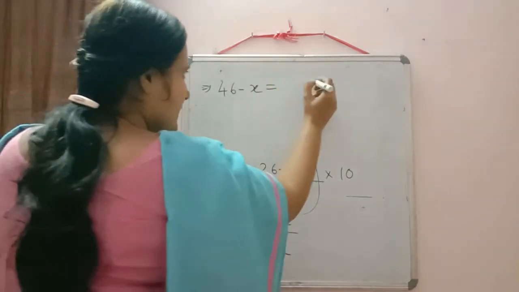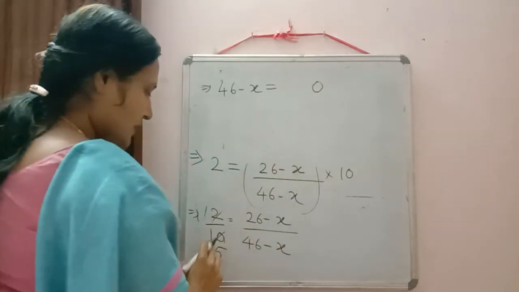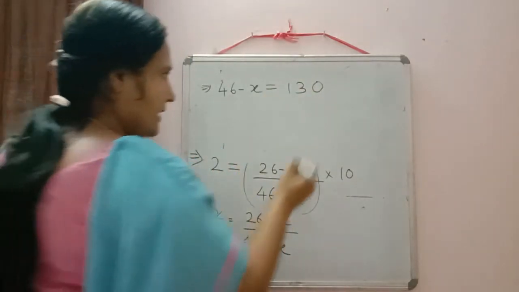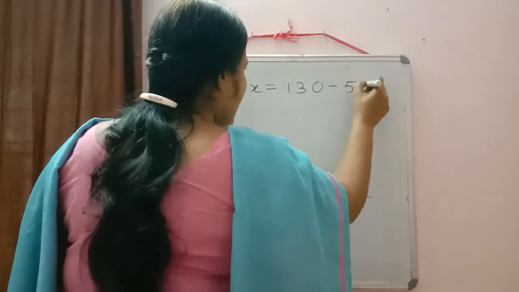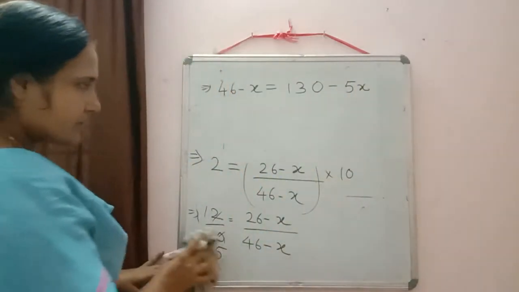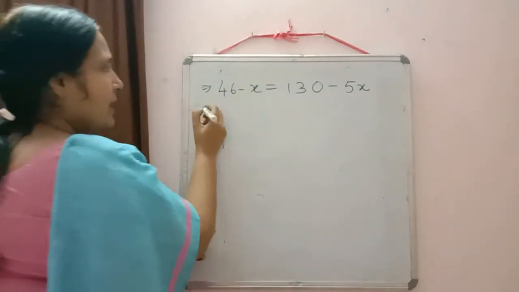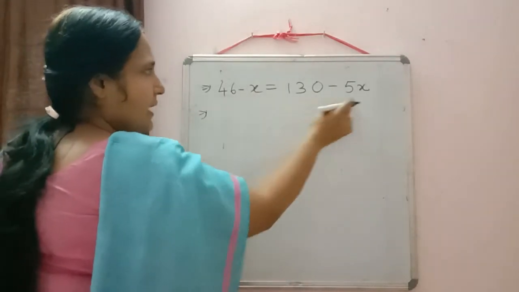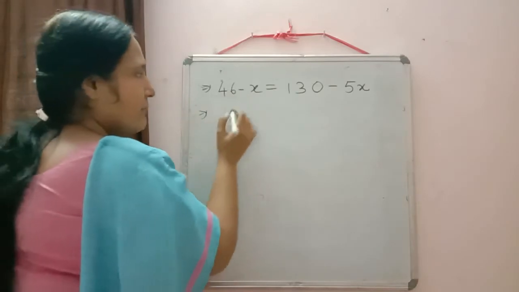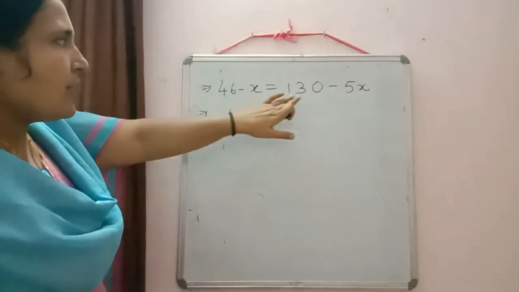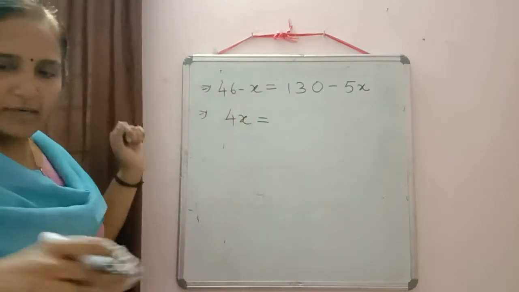So 5 6s are 30, carry over 3, 5 2s are 10 plus 3, 13. So 130 minus 5x. Minus 5x we can shift to the left hand side, and 46 we are shifting to the right hand side. So it will be equal to minus x plus 5x, that will be 4x is equal to 130 minus 46.